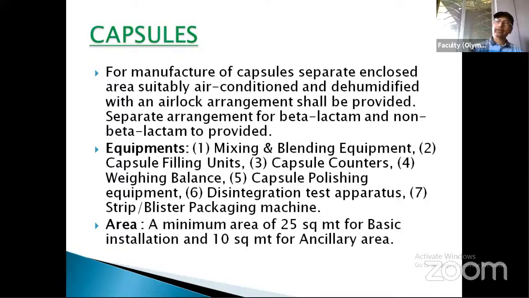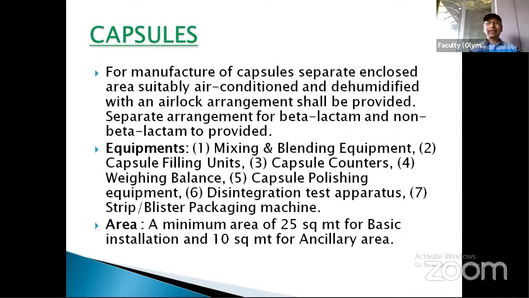Capsule, another important pharmaceutical dosage form, very common. And for manufacture of capsules, a separate enclosed area where suitable air conditioning system and dehumidification have been provided with proper air locking system, which is generally what you see in your injectable or parenteral preparations. So air locking should be there. Dehumidification is very important for capsule. Otherwise, your hard gelatin shell or soft gelatin shell will be damaged if moisture content is more in your air.